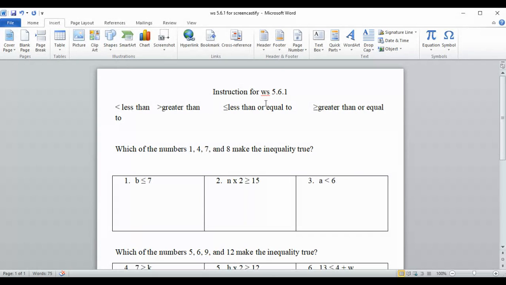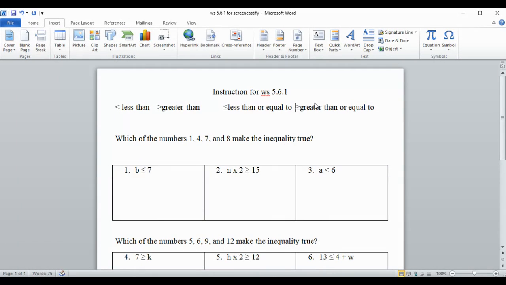All right, and I'm going to have to take away. All right, there we go. All right, so this question goes with these three boxes. So you're going to be reusing these four numbers for each box. Which of the numbers 1, 4, 7, and 8 make the inequality true? So what this says is B, which just means blank, B is less than or equal to 7.